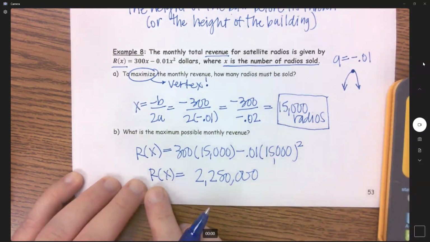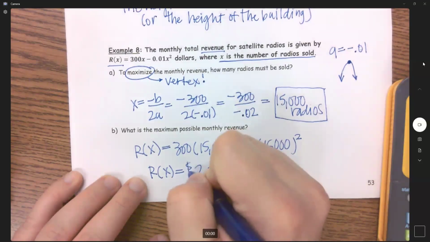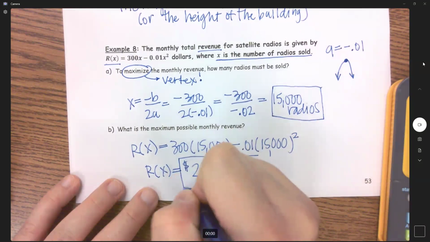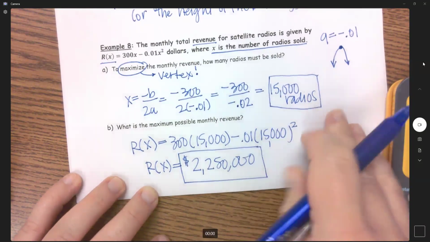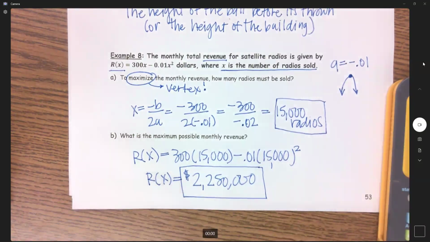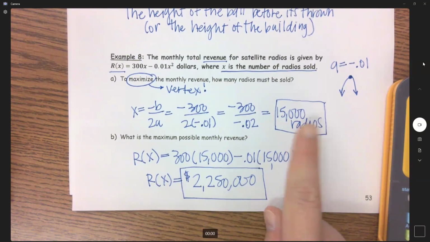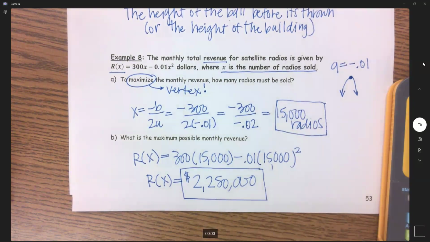And because we're talking about revenue here, revenue is in units of money. Okay, another thing you could do to find that, because again, we're just talking about the maximum, is to graph this and find the vertex. But you'd have to have a pretty big X-min to get that vertex in there. But you could graph it and find the vertex as well.